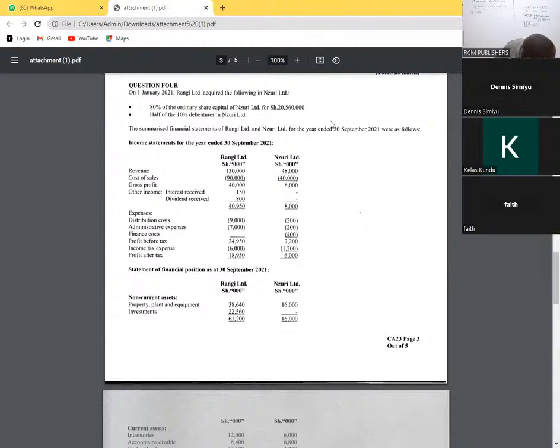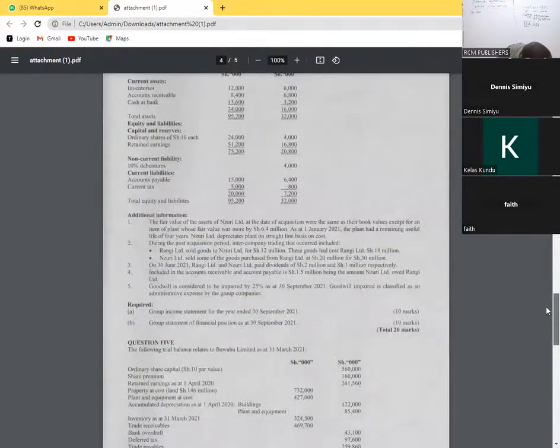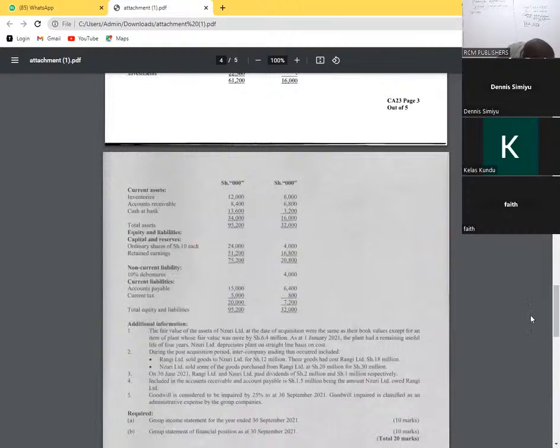Now we move to the next part of the question. So the next part of the question is this one. Yes, in fact, that is now the full question. You can see the marks provided. This is a compulsory question. You cannot go to financial reporting class and expect to miss this question. So take that and then we proceed.